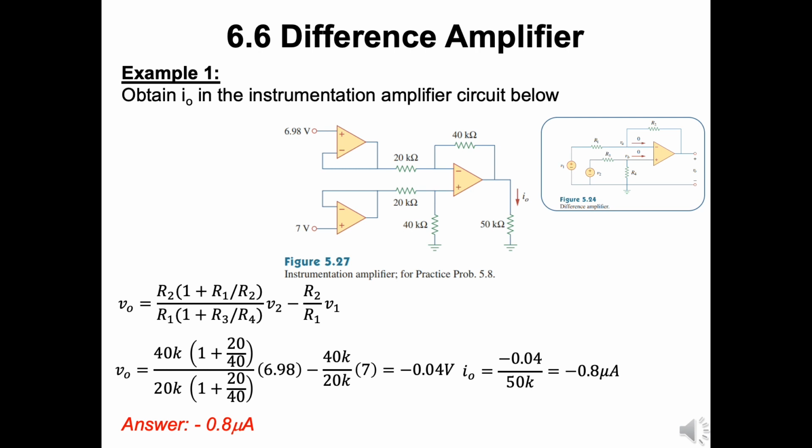By applying the equation in the previous slide, we can have the output voltage as minus 0.04 volts. As we know the voltage at this point, applying Ohm's law, we can find the output current from the output voltage here. Voltage over the 50 ohm resistor will give the current as minus 0.8 microampere.